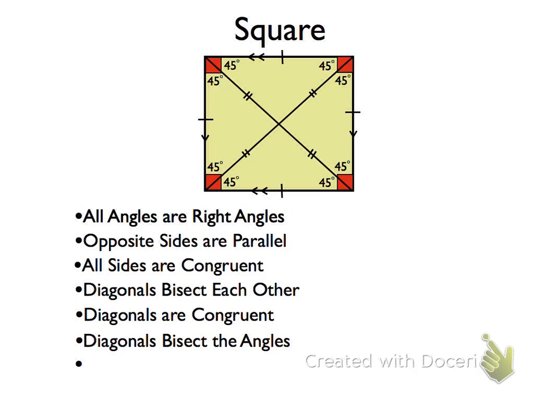Diagonals bisect the angles. Well, if it bisects a 90-degree angle, you have two 45-degree angles. So all of these are 45 little angles. And the diagonals are perpendicular. So if these intersect, they intersect at right angles for a square. So let's look at this triangle right here. Can you tell me the name of this triangle? Good. It is an isosceles right triangle.